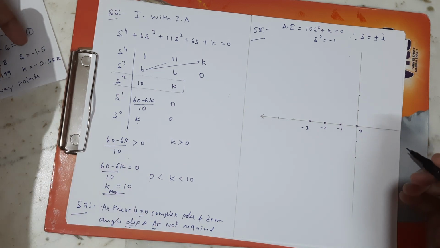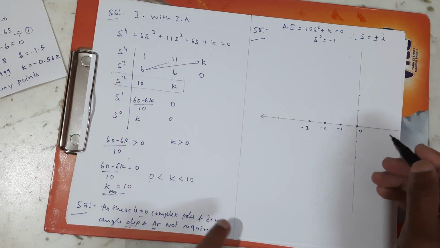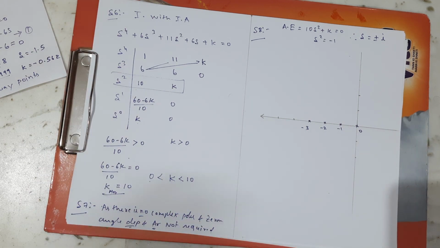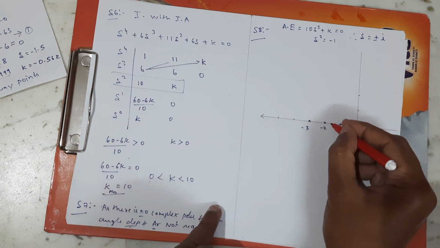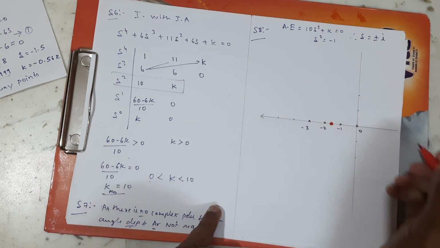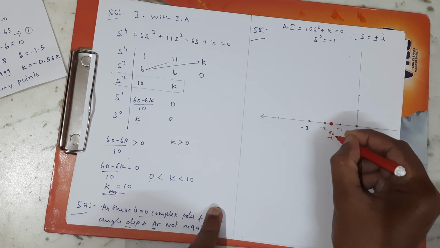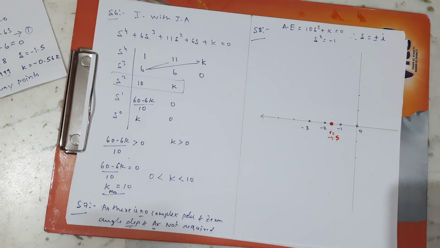Next, to find out the centroid. What is the centroid? Minus 1.5. So I am going to mark the centroid. So centroid is equal to minus 1.5. So that is a centroid.